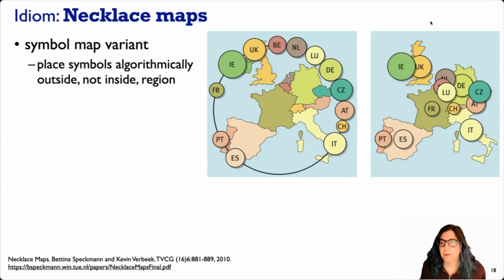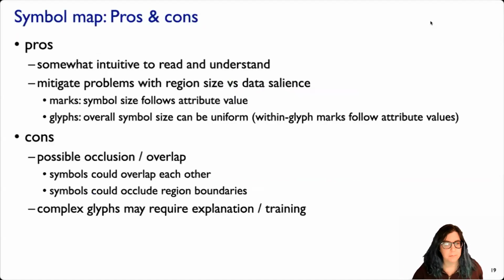Notice how, in this case, they're carefully positioned to completely avoid overlaps, as opposed to the symbol map on the right, the traditional one, where in fact there is a bunch of overlap, and Luxembourg is right on top of Belgium, which is on top of the Netherlands. So we can solve that problem, for example, with the necklace map algorithm. There's many other variants as well. These are just a few.